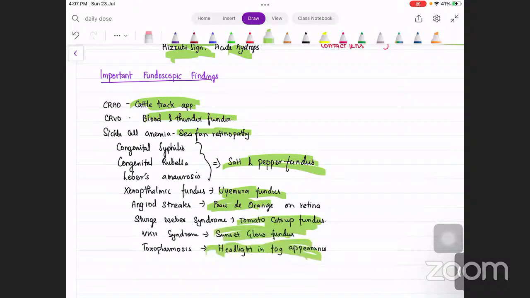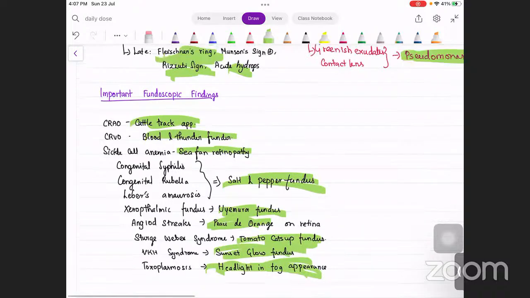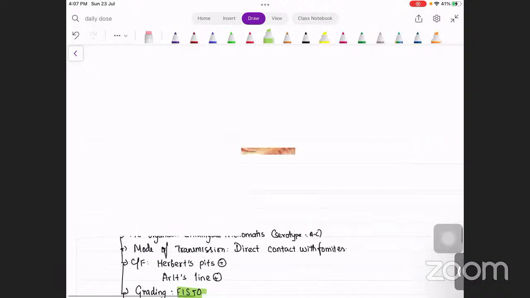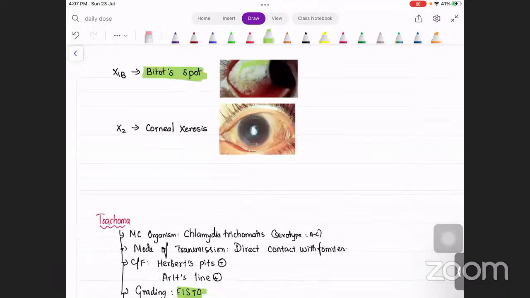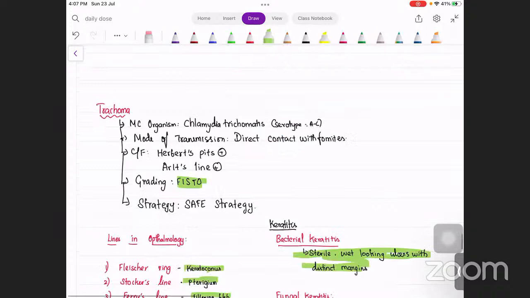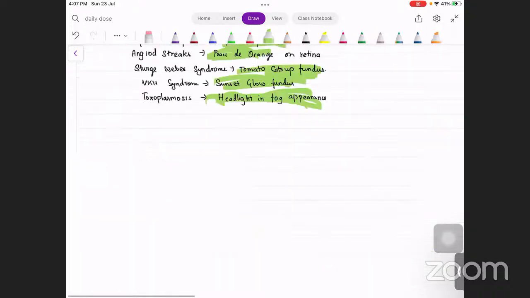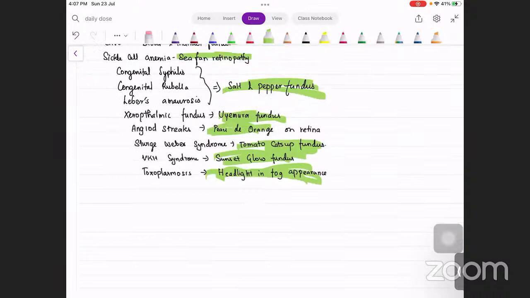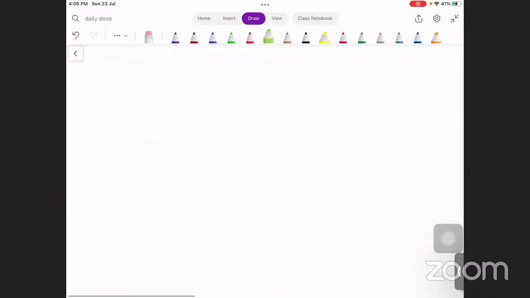So we have talked about keratitis, conjunctivitis, keratoconus, retinal disorders, uveal disorders, conjunctival disorders, corneal disorders, cataract, glaucoma, and the basics of ophthalmology. We have talked about the important tests and important named signs. So with this, we are completing our ophthalmology.